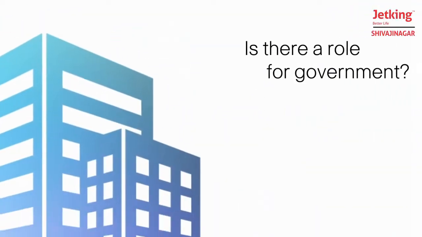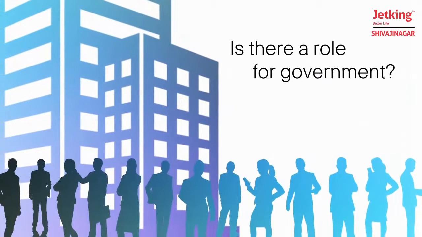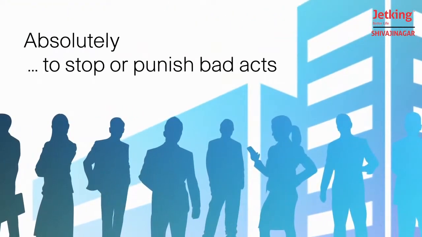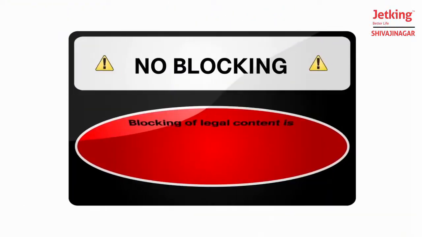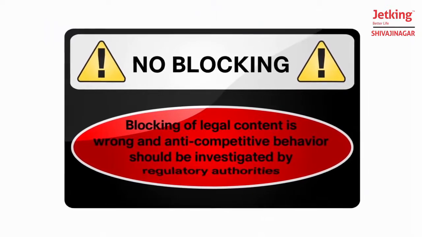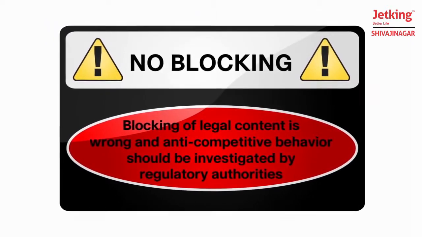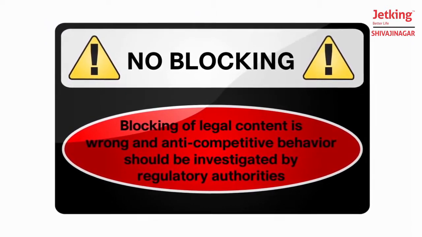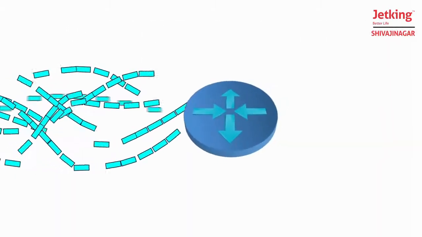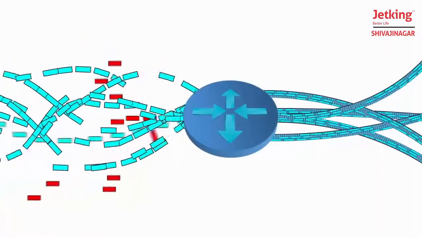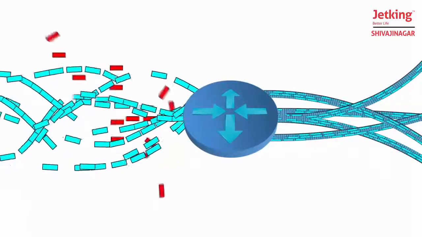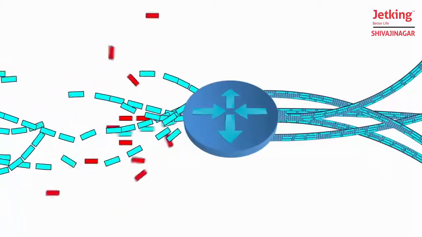Now, is there a role for government in all of this? Absolutely. To stop or punish bad acts, blocking of legal content is wrong, and anti-competitive behavior should be investigated by regulatory authorities. But without the ability to schedule, which helps prioritize traffic when necessary, our internet experience won't be as good as it can be.